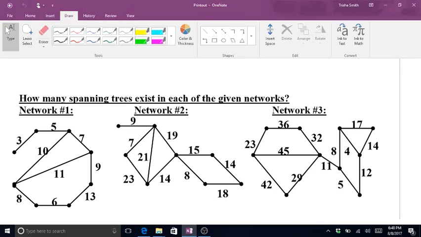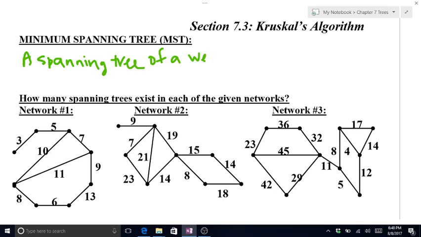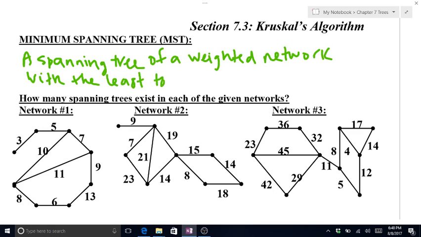So your formal definition here is a spanning tree of a weighted network. So we've assigned numbers now, like we did in Chapter 6. So we're back to weights along the edges. And we're looking for the one with the least total weight.